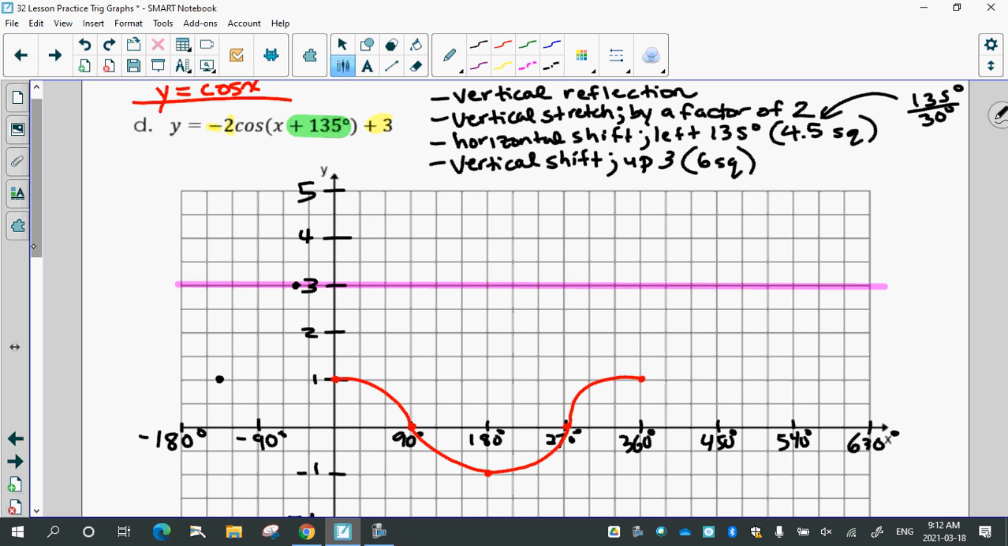Start off with your vertical reflection, then your stretch, then left, then up. So vertical reflection means instead of being one below, I'm going to be one above. Stretch by 2 means now I'm going to be 2 above. Left, 1, 2, 3, 4 and a half. Up, 1, 2, 3, 4, 5, 6. So there's my third, right here.